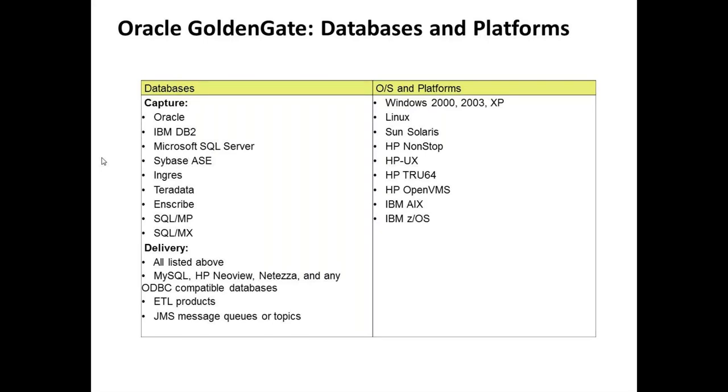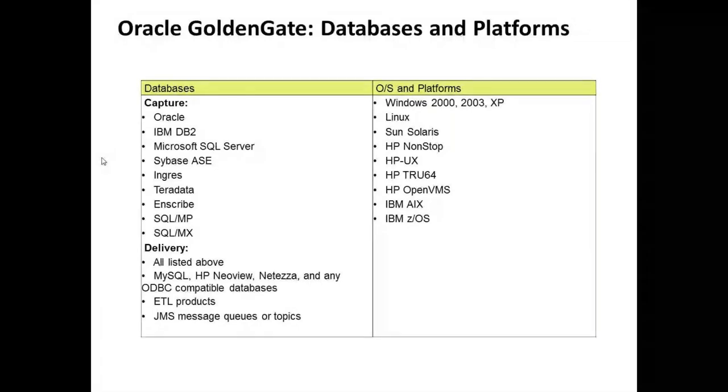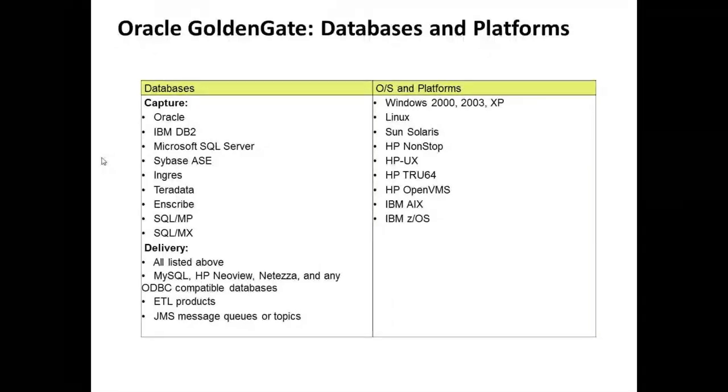From 12.3 onwards, Goldengate introduced support for NoSQL and Informix databases as well. Postgres is also supported: from Goldengate version 12.3 onwards, apply to Postgres is supported, and from 19c onwards, capture from Postgres is also supported. So multiple databases are supported.